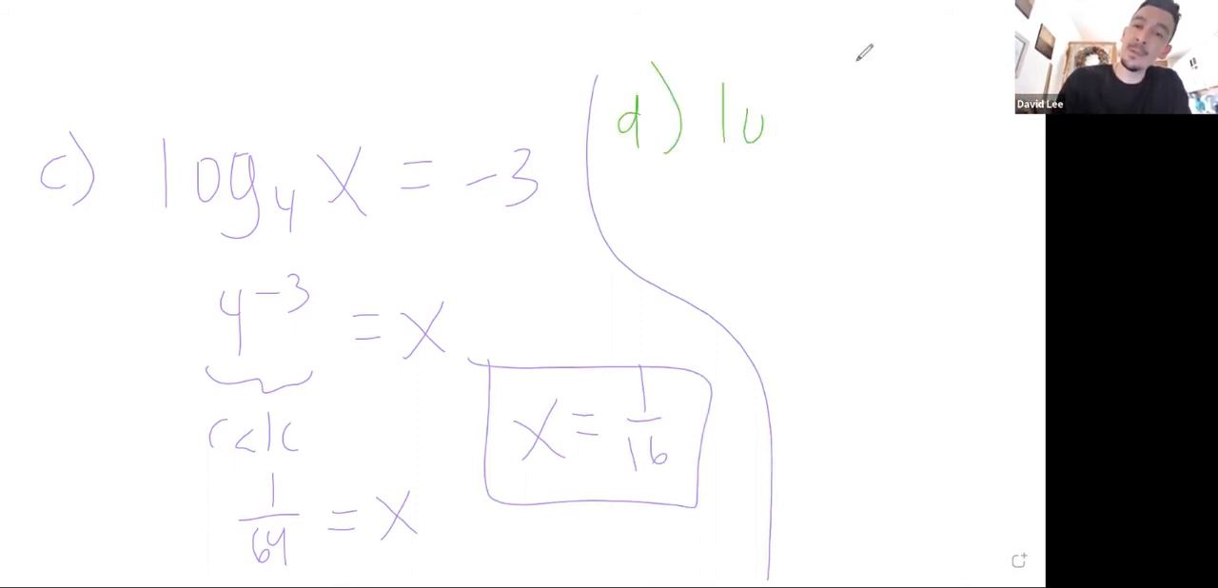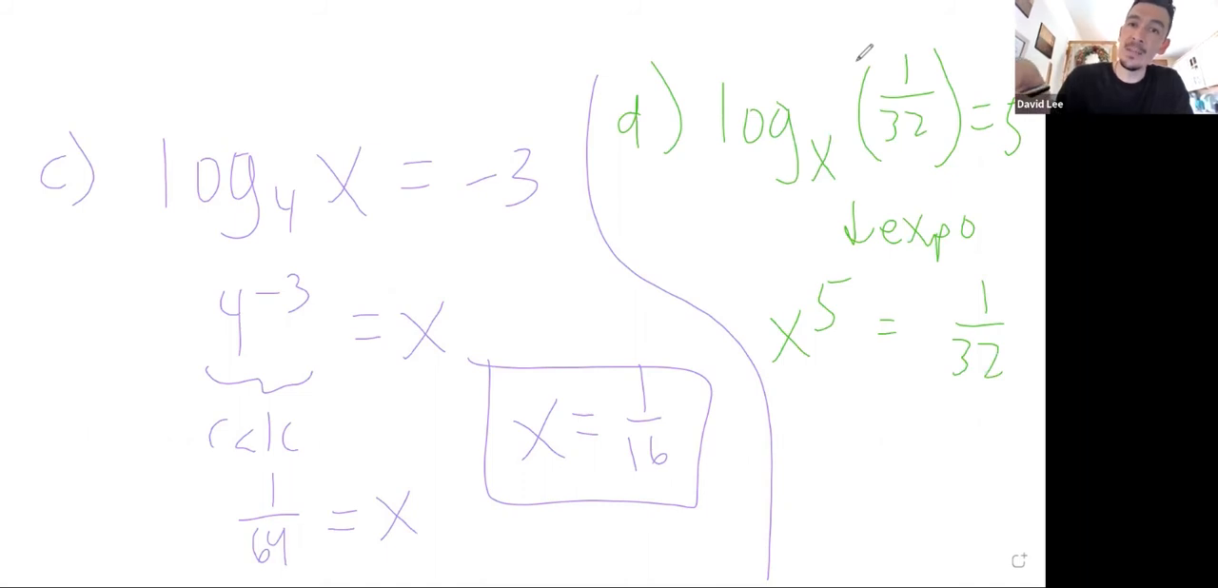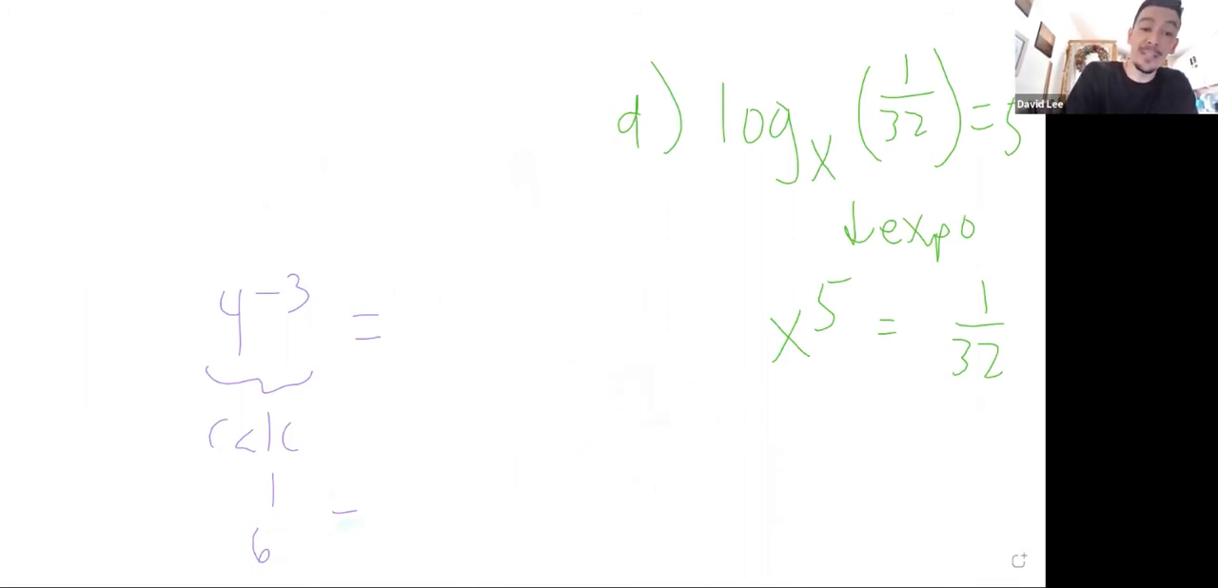What about this one here? How about log base x of 1/32 equals 5? So let's try this one here, and let's rewrite this into exponential form. If you write this into exponential form, it'll say x to the power of 5 equals 1/32. And we're trying to get x alone, and it's almost alone. You just have to make that power of 5 disappear.